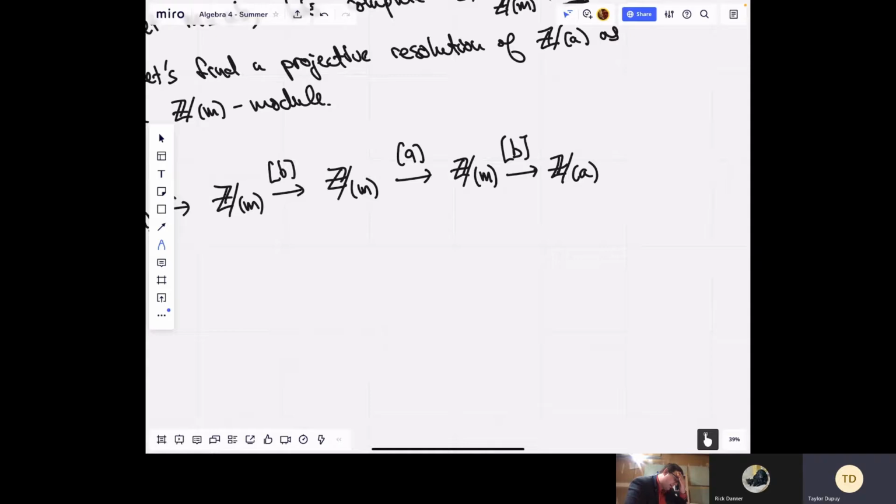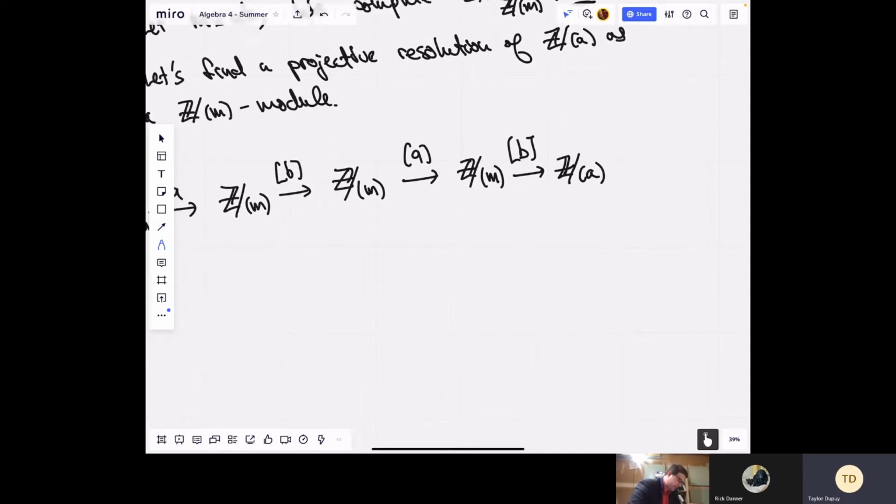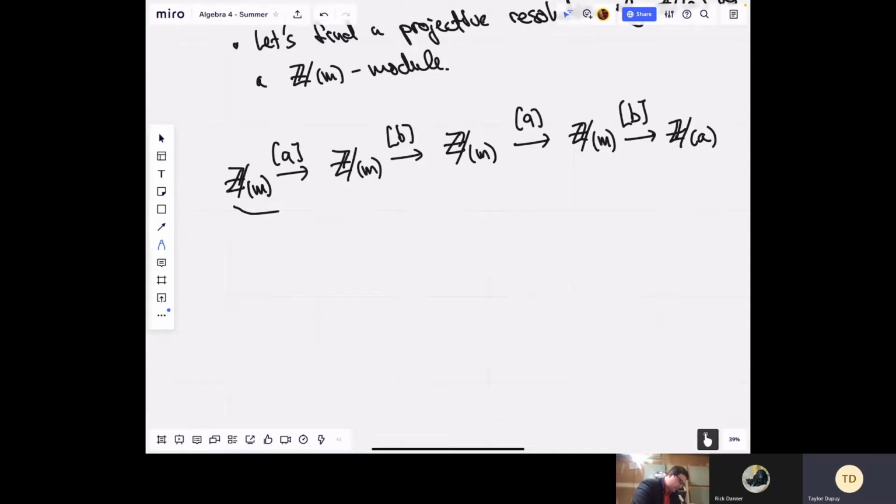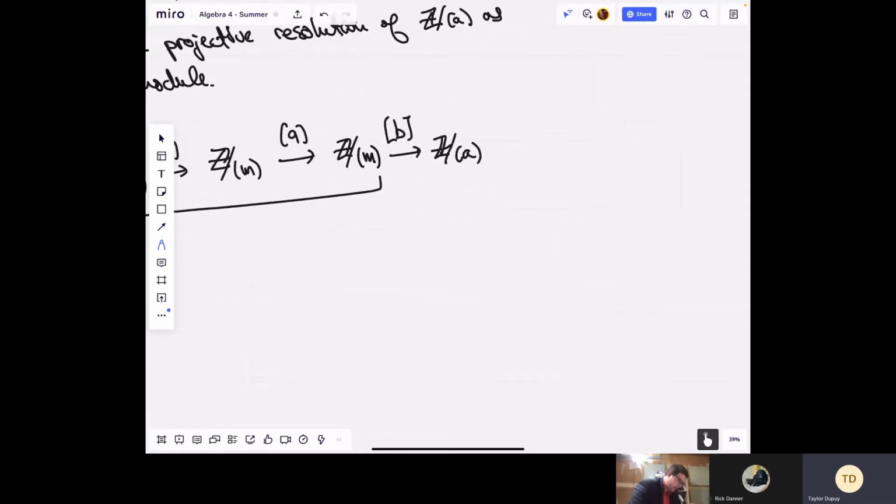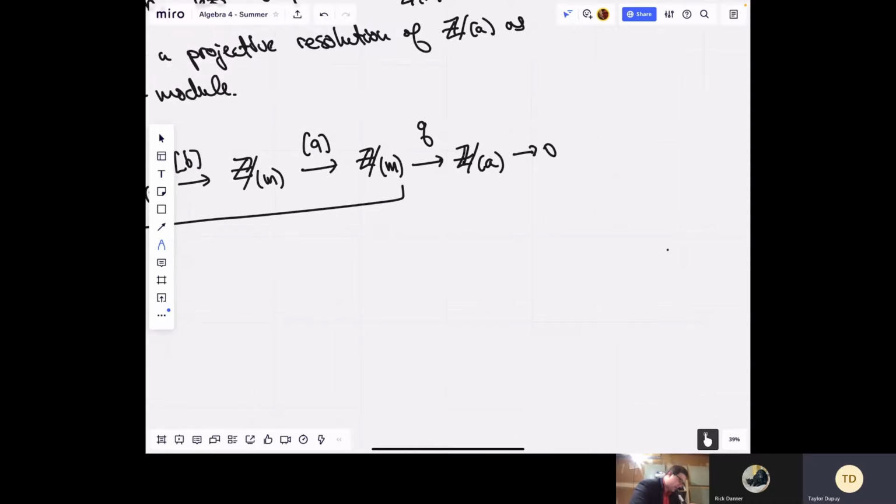Okay, so let me see if this is correct. I'm worried about this step here. Okay, so that should be our resolution. So Z mod m, we could actually just do the canonical quotient here. All right, so then this could just be the quotient map. Okay, so then you just reduce mod a. A divides m, so this makes sense. So this is just reduction.